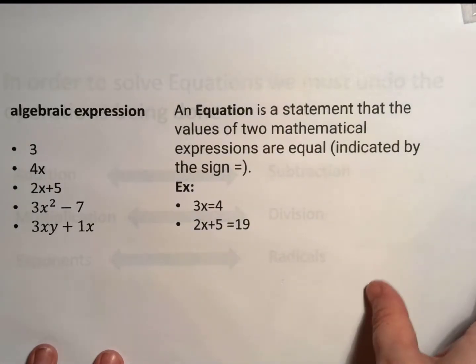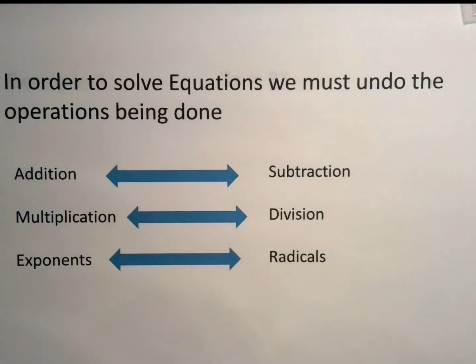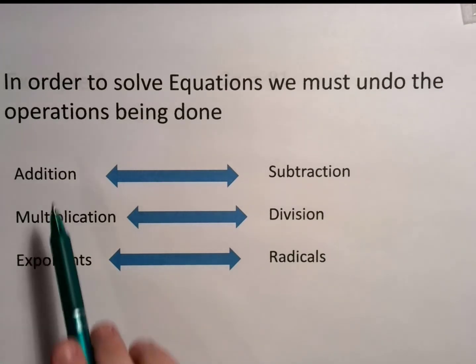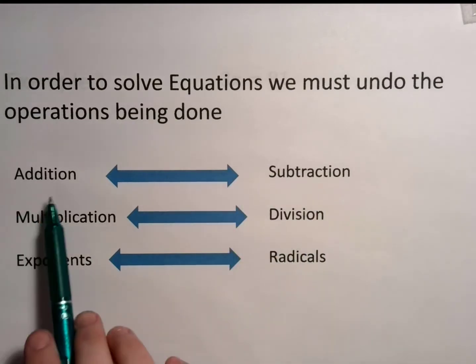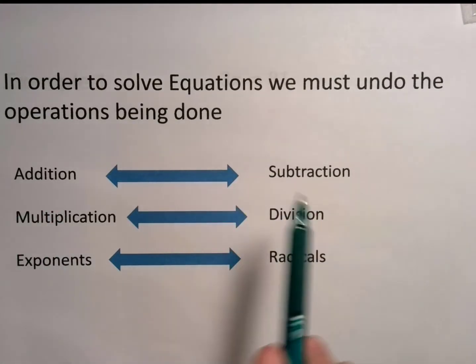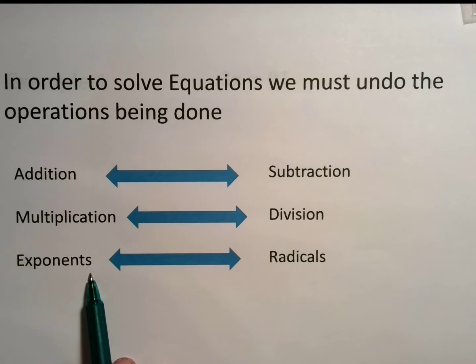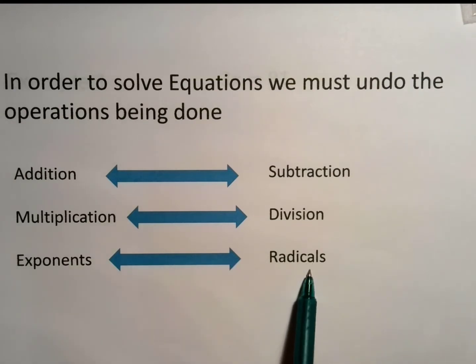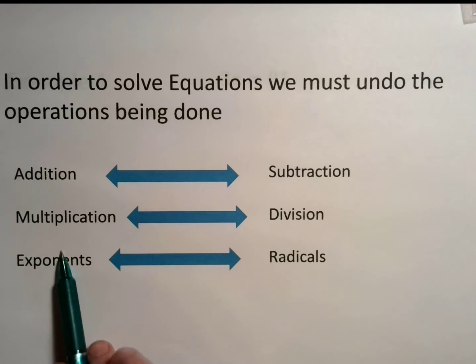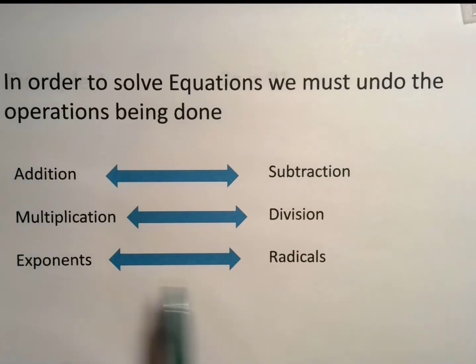Now, when solving equations, we have to undo the operations that are being done. And we have to work them in backwards order. So really quickly, addition undoes subtraction, subtraction undoes addition, multiplication undoes division, division undoes multiplication. We won't get to these for a while, but exponents are undone by radicals, and radicals are undone by exponents. So these up here are the main ones we're going to look at today.